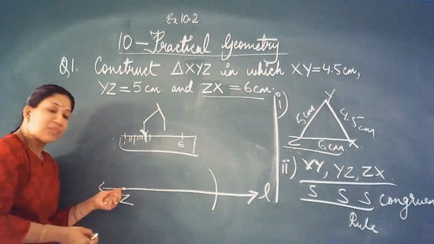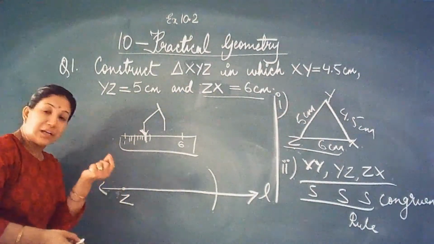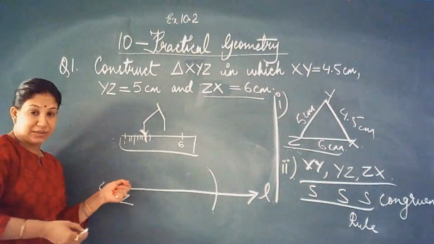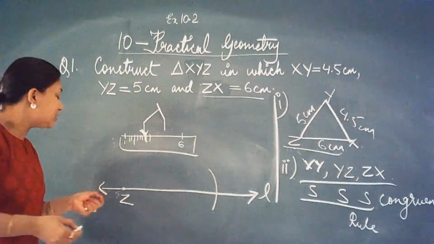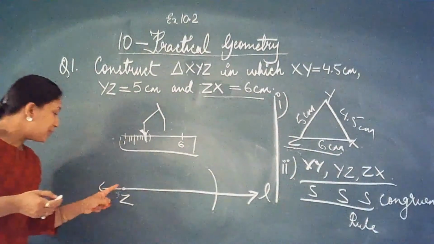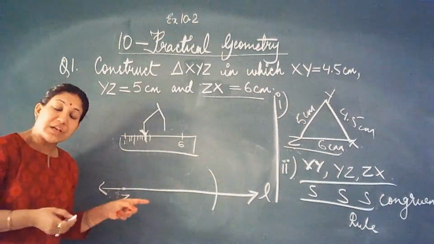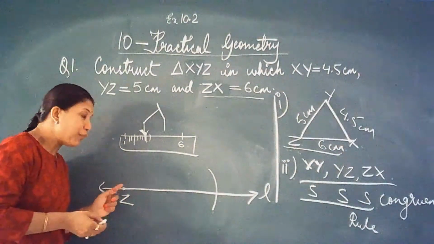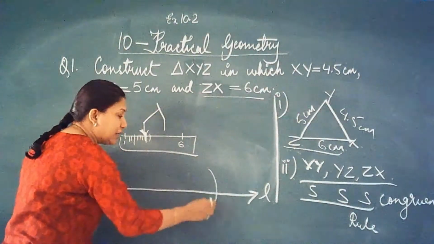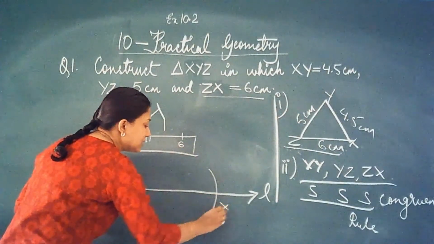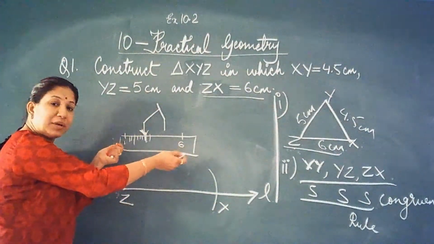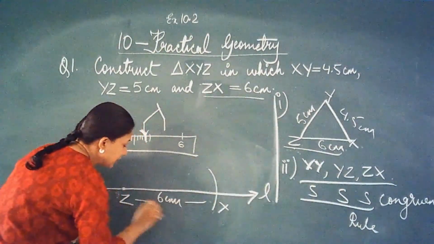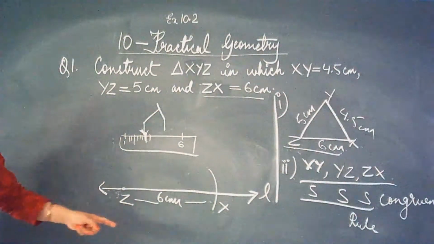When I say place the needle on point Z, it means taking Z as center. So from next time I will not say placing the needle of the compass at point Z. We say taking Z as center, cut an arc. Label this as X. And what was the measurement? How much have you measured on your compass? 6 centimeters. Neatly write down 6 centimeters.